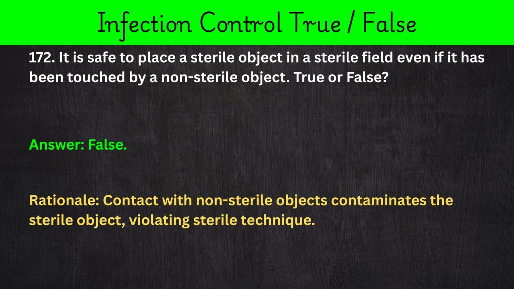172. It is safe to place a sterile object in a sterile field even if it has been touched by a non-sterile object. True or false? Answer: false. Rationale: contact with non-sterile objects contaminates the sterile object, violating sterile technique.